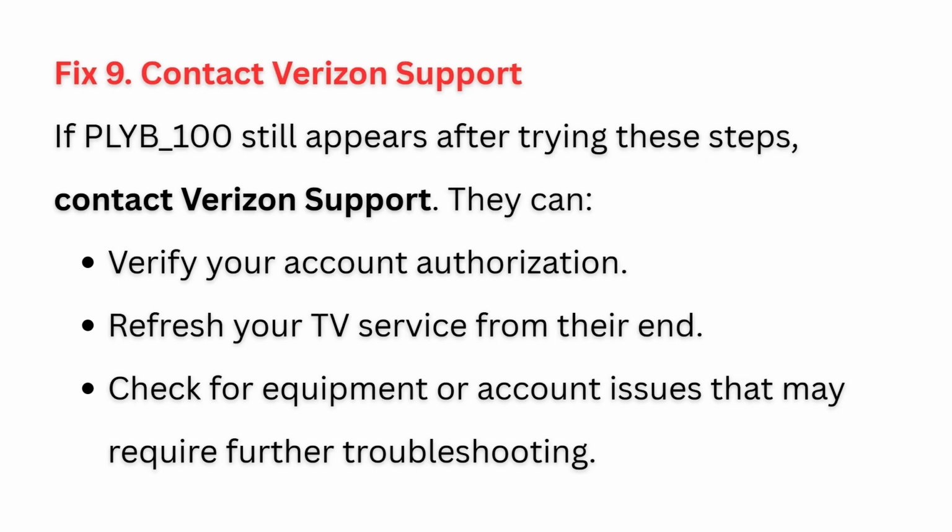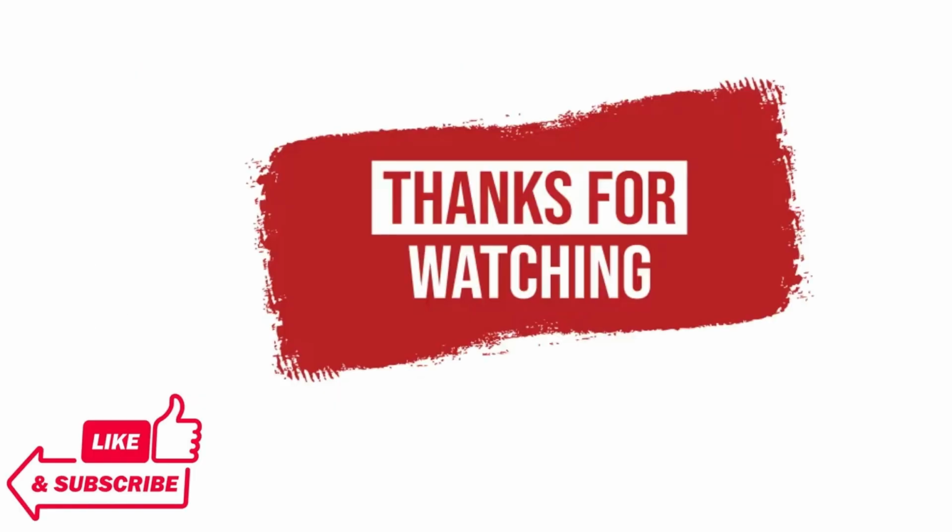Fix 9. You can contact Verizon support. If PLYB100 still appears after trying these steps, you can contact Verizon support. They can verify your account authorization, refresh your TV service from their end, and check for equipment or account issues that may require further troubleshooting.